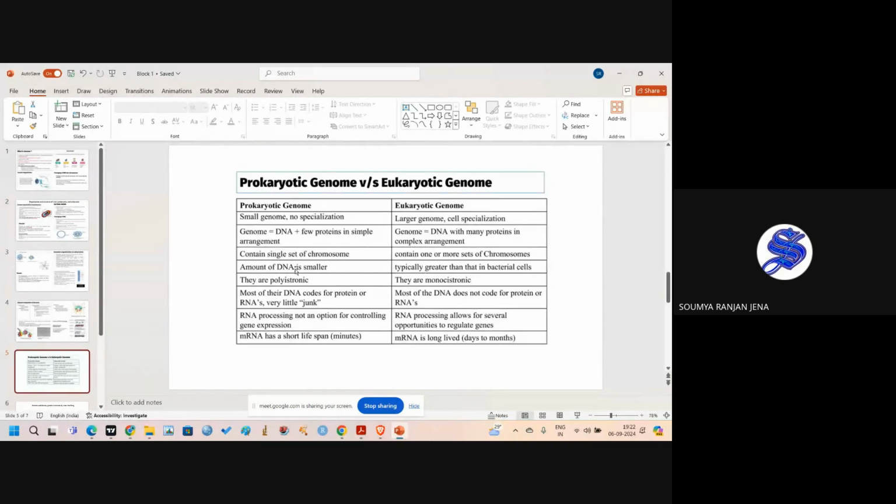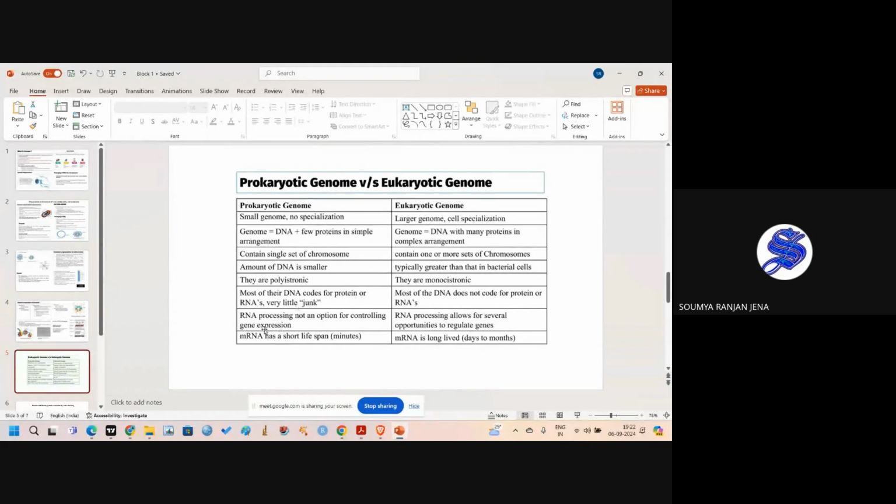In prokaryotes, the DNA amount is smaller because they are smaller in size. In eukaryotes, it is typically greater than in bacterial cells, because eukaryotes are complex in structure. Prokaryotic genes are polycistronic and eukaryotic genes are monocistronic. Most of the prokaryotic DNA codes for proteins and RNA, and very little junk DNA is present. But in eukaryotes, much of the DNA is junk DNA that does not code for protein; these are called intronic regions, because they do not code for protein or RNA.